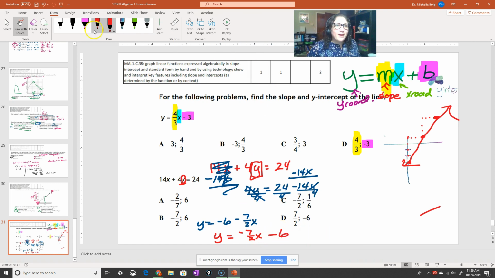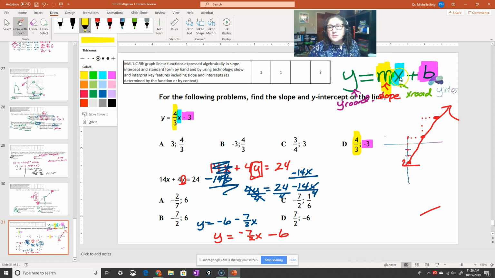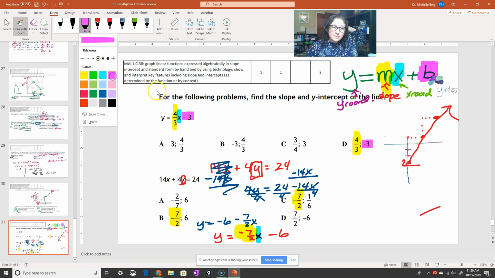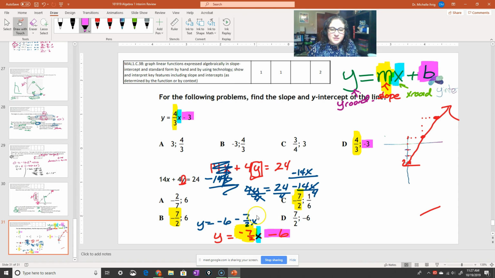That's it. Then all I do is I find my colors. So remember, anything that comes before the x is my slope. Here's my x value right here. So that means my slope has to be whatever comes before it, negative 7/2. So I know that I'm either going to be picking B or I'm going to be picking C. Then I need to find my y-intercept. My y-intercept is whatever comes after the slope, so that's this, negative 6.